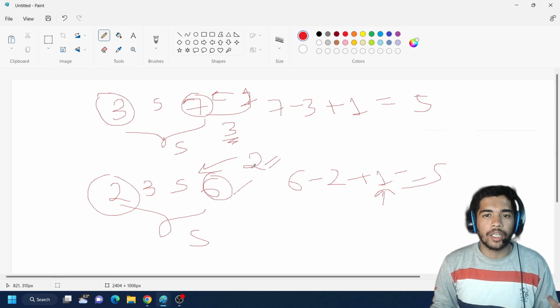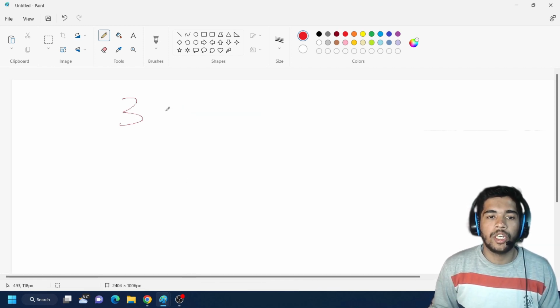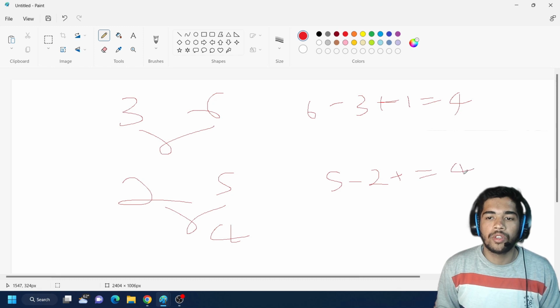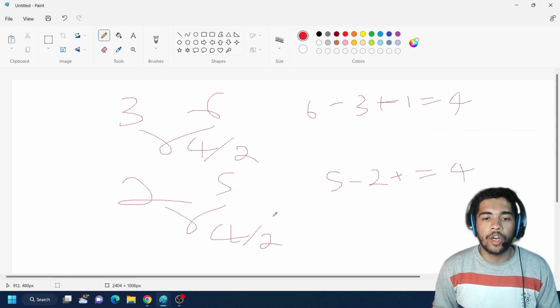Let's consider another case. In the next case, let's see if we have a range from 3 to 6. That is an even length of range. That is 6 minus 3 plus 1, which is 4. And if there is 2 to 5, that is 4 elements. That is 5 minus 2 plus 1, that is 4. So if the range length is even, we can simply divide it by 2 to get an equal number of even and odd numbers.